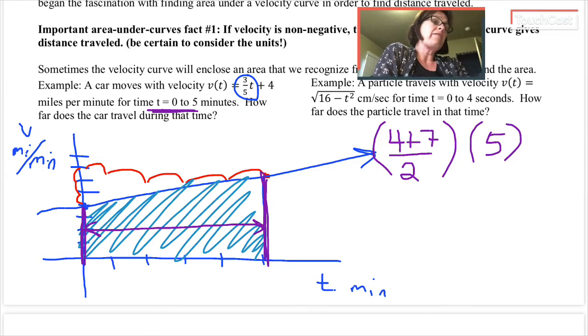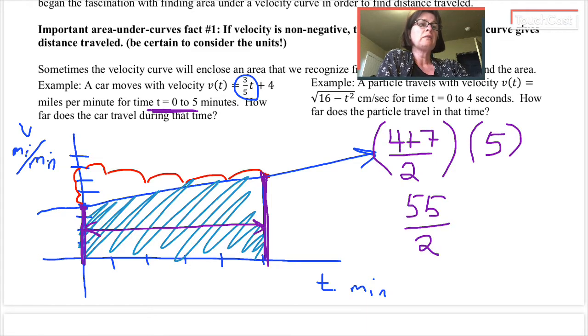So you can think of that 5 as being measured in minutes, and this 4 and 7, they were each y values here, each being measured in miles per minute. So the average of two quantities measured in miles per minute is also measured in miles per minute. So I'm going to have (4 plus 7) over 2 miles per minute times 5 minutes to make 11 halves times 5, 55 halves. Miles per minute times minutes. The minutes cancel out to leave units of miles.